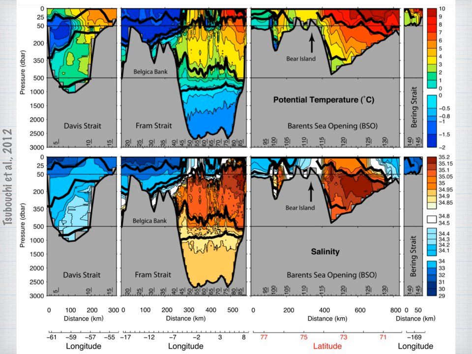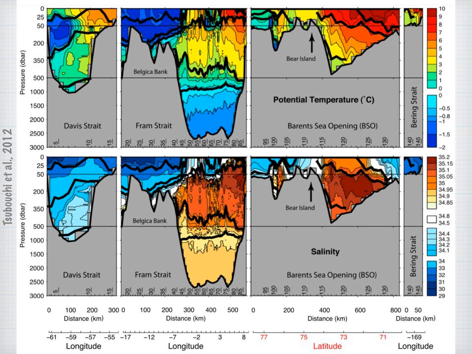And you can see that, for example, in the Fram Strait, the water on the eastern side at the surface is warm, maybe 8 or 10 degrees C, and salty in excess of 35 salinity. And then on the western side of the Belgica Bank, it is cold, close to the freezing point, and fresh, maybe 30 or 32 salinity. And that pattern you can see in the Barents Sea opening as well, to a certain extent. You can also see it in Davis Strait. On the western side, you have cold, fresh water, and on the eastern side, you have warm, salty water.